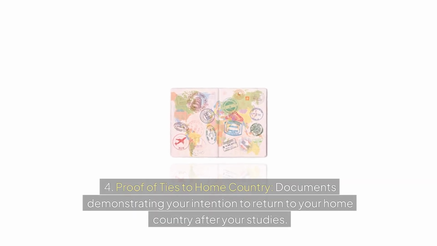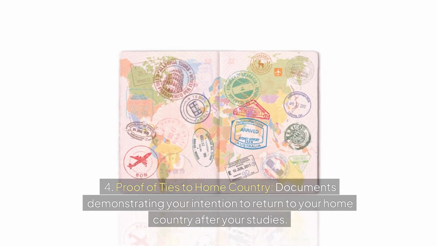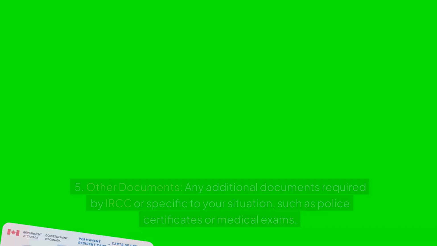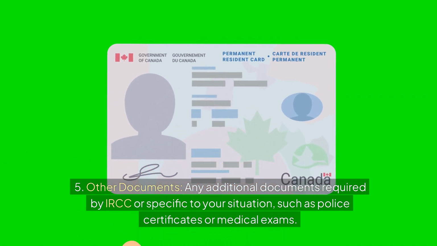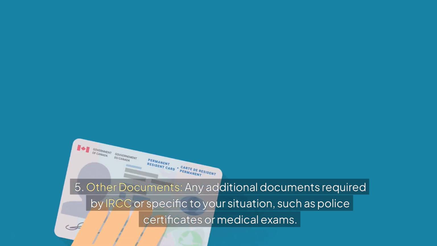4. Proof of ties to home country: documents demonstrating your intention to return to your home country after your studies. 5. Other documents: any additional documents required by IRCC or specific to your situation, such as police certificates or medical exams.